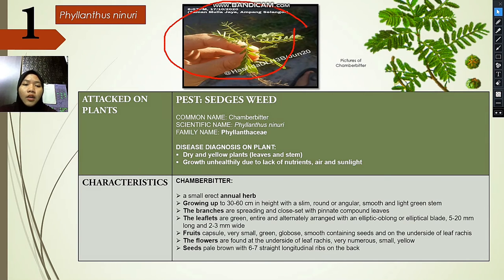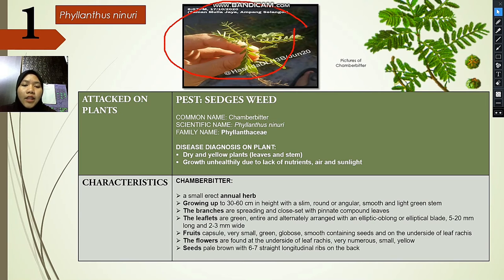So what is the attacker on the plant? This is the pest, which is the sageweed. The common name is chamber bitter. The scientific name is Phyllanthus niruri, and the family name is Phyllanthaceae. The disease diagnosis on this plant is dry and yellow plants. Next, it grows unhealthily due to lack of nutrients, air, and sunlight.